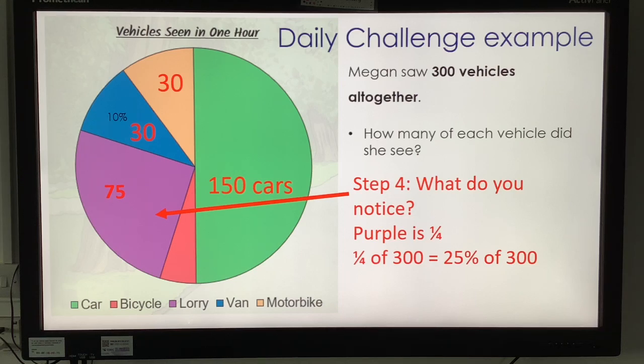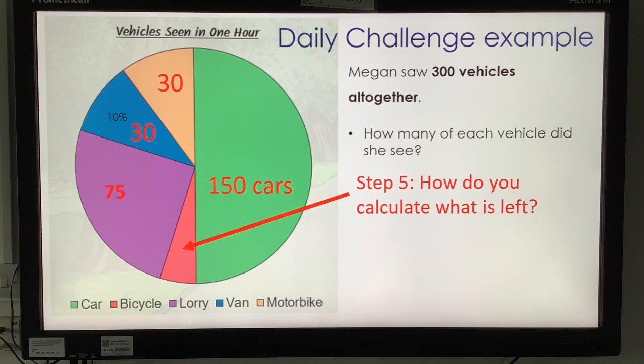We've noticed that the segment for motorbikes is identical to our segment for vans, so we know they are both 10%. We've noticed that the green segment for cars is exactly half, and we noticed that our lorry segment is actually a quarter, 25%. So we've got one segment left. How would you calculate this? There's actually more than one method, but I want you to, again, talk to yourself or whoever's around you and have a go, see if you can work out how you'd calculate that.